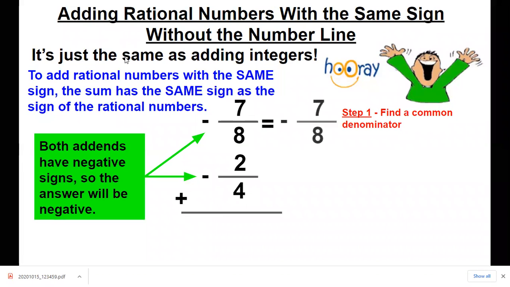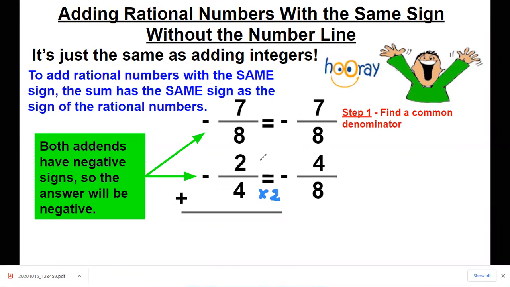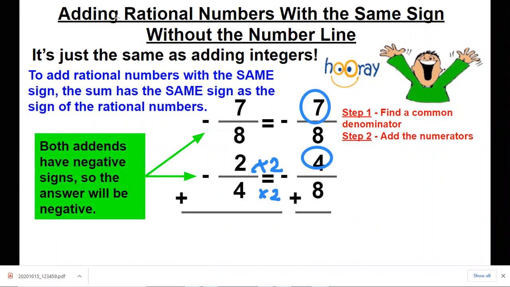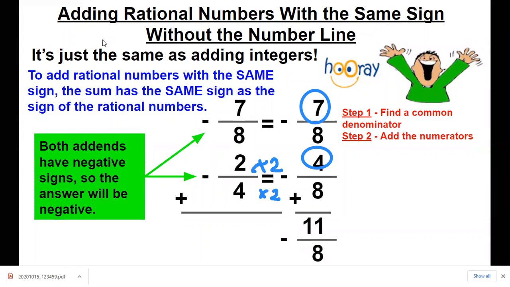So 7/8 will stay negative 7/8, and negative 2/4 will turn into negative 4/8. Remember, I multiplied a 2 on the bottom to get to the 8, and I multiply a 2 on the top to get to the 4. Now I can add them together because I have the bottom numbers, the denominators, the same. So I add only the top numbers, so I'm adding the 7 and I'm adding the 4. When I do that, I get 11/8, and it's negative because both of the fractions were negative.